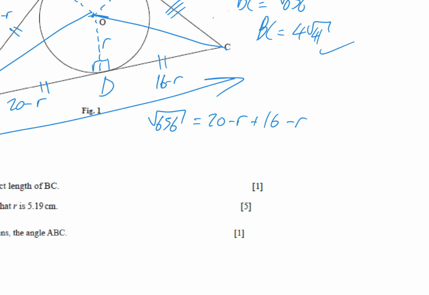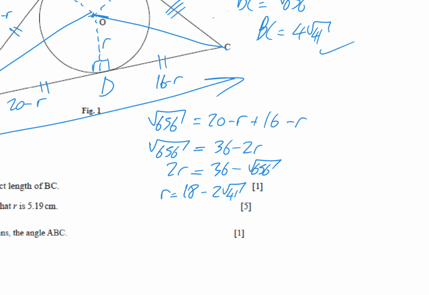When we tidy this up a little bit, you'll have square root of 656 is equal to 36 minus 2R. Bring the 2R across, switch the square root of 656 over, and then divide that all by 2. So just do that on your calculator: 36 minus the square root of 656, then divide by 2. That gives me 18 minus 2 root 41.